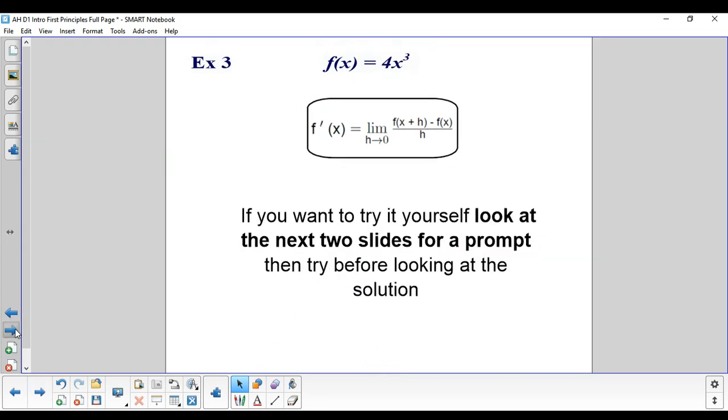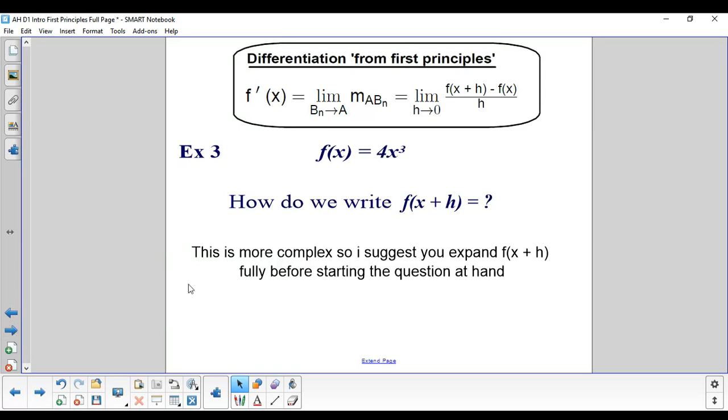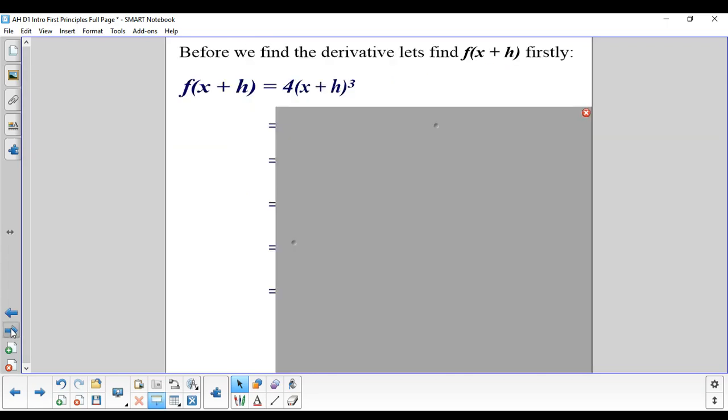Let's go a bit tougher now. What if you had 4x cubed? If you do want to try this one yourself, then I'm going to suggest that you expand x plus h cubed and then find 4 times x plus h cubed first. Over the next 2 slides, I'm just going to remind you, you need to find f of x plus h, and then I would suggest that you find the f of x plus h all expanded before you go and substitute into the rule. If you want to try it now yourself, pause. Otherwise, I'm going to go through the steps of expanding this.